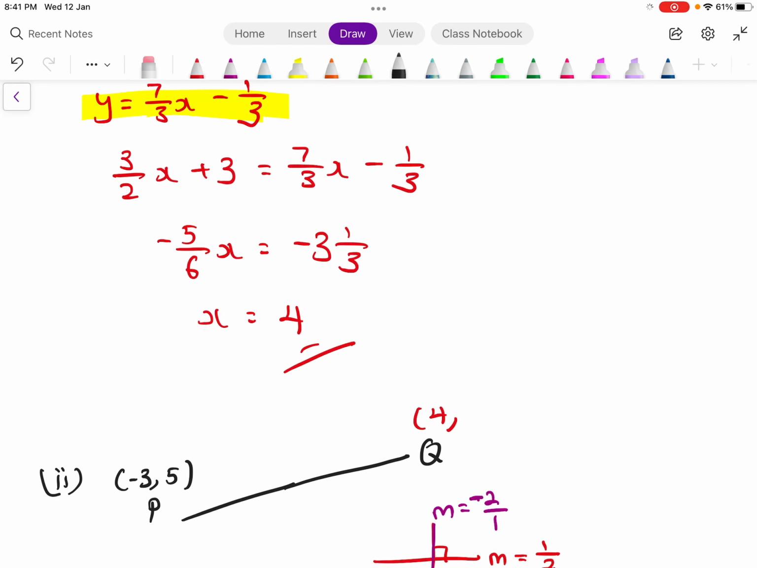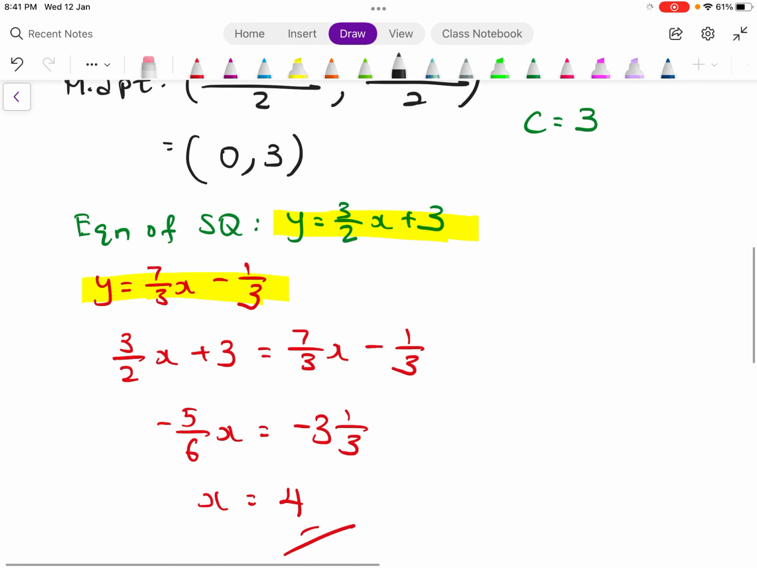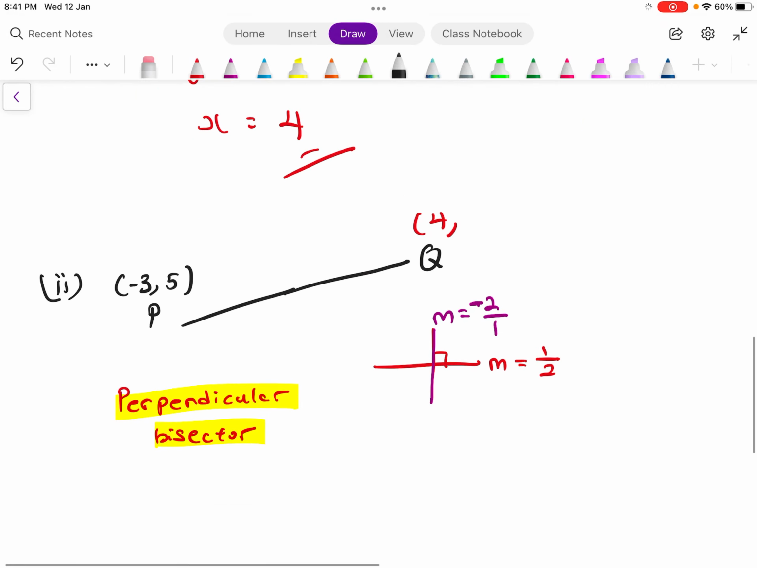Okay, so let me just sub in. Maybe I sub into the first one. I just sub in 4 here. That will be the y coordinate of point Q. So y equals 3/2 times 4 plus 3. So you'll get 6 plus 3, which is 9. So this is the y coordinate. Let me just put down 9 here. After that, I need to determine the perpendicular bisector.